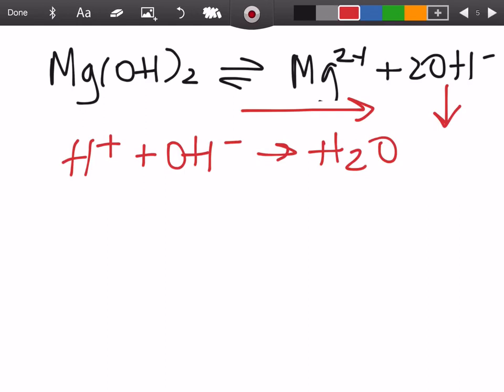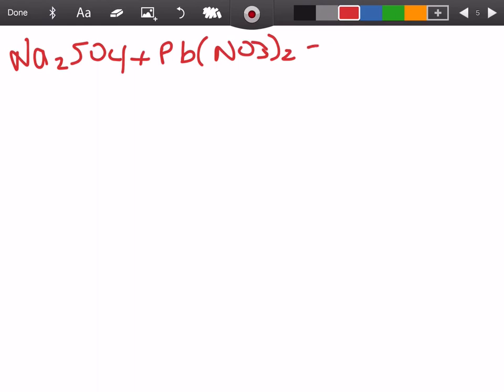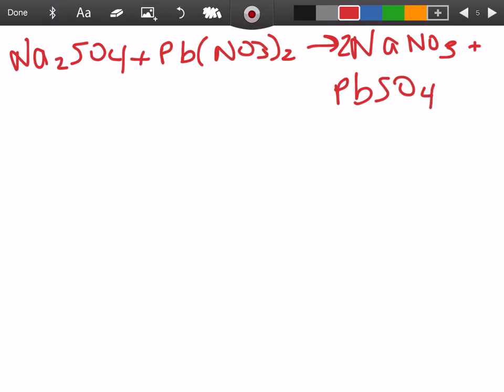All right, so to solve this problem, the first thing I'm going to do is get to my equation and figure out what precipitate will form. If I'm mixing together Na2SO4 and PbNO3, I should see that I'm going to form NaNO3, balance it out, 2 of those, plus PbSO4. I know that this NaNO3 is going to be soluble, so my precipitate is this PbSO4.